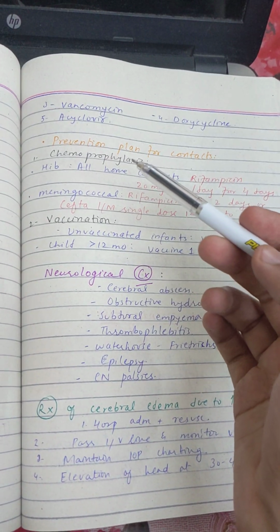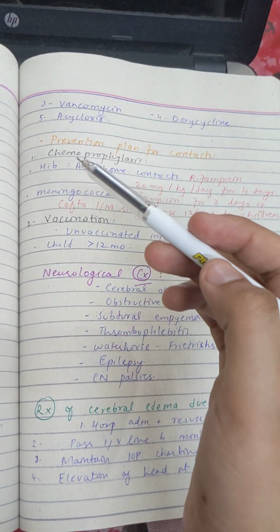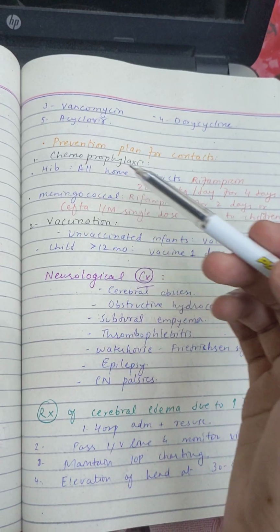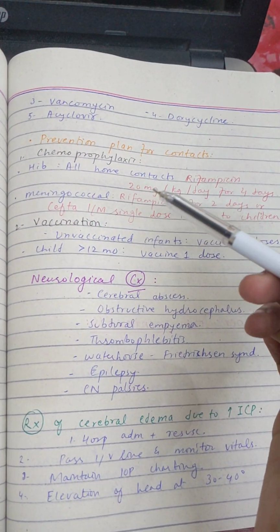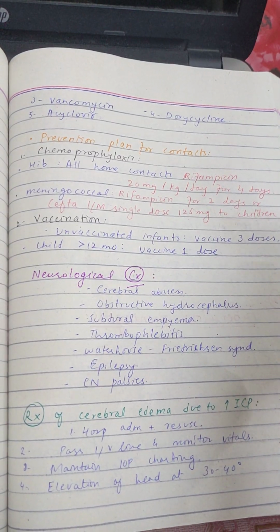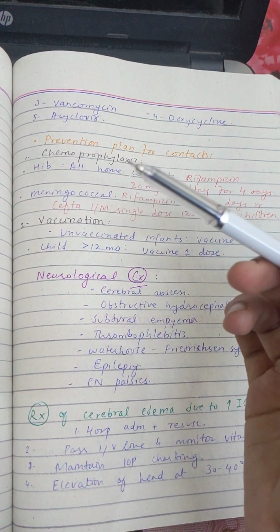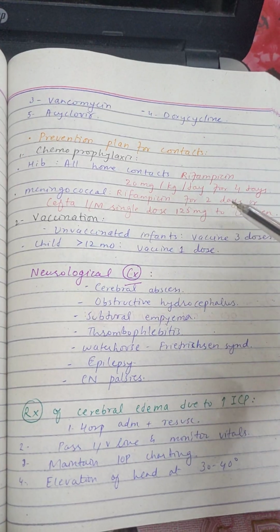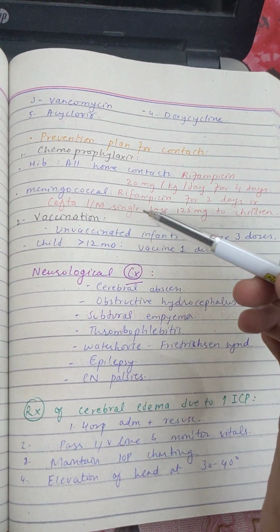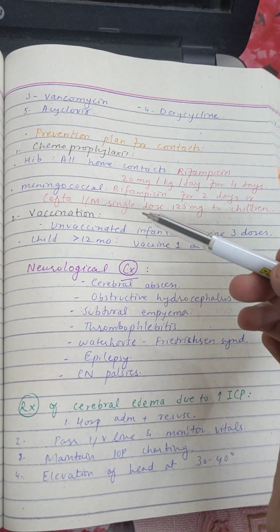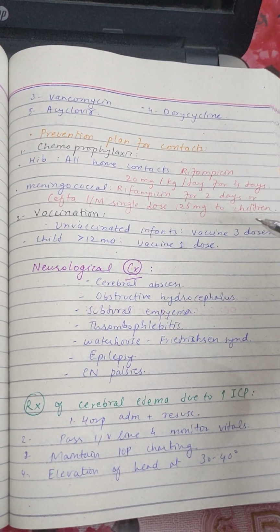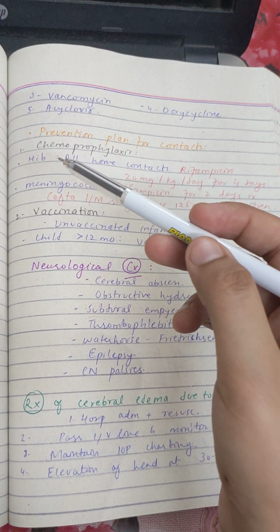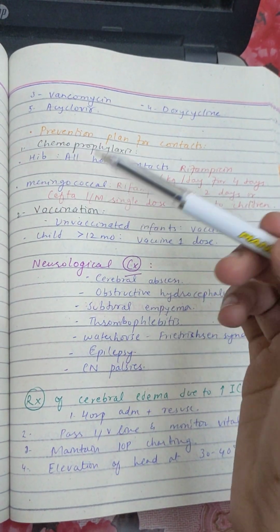So for chemoprophylaxis, in case of H influenza type B, we will give the household contacts rifampicin in the dose of 20 milligram per kg per day for 4 days. And if it is meningococcal meningitis, then we will give rifampicin for 2 days or ceftriaxone intramuscular single dose, 125 milligram to children. So these are the important chemoprophylaxis for Haemophilus influenza type B and meningococcal meningitis.